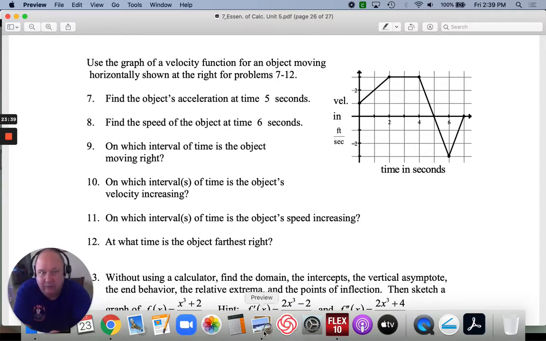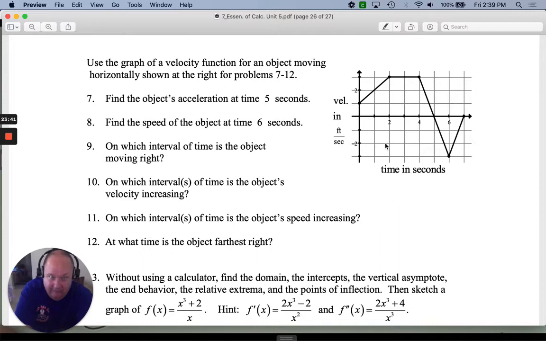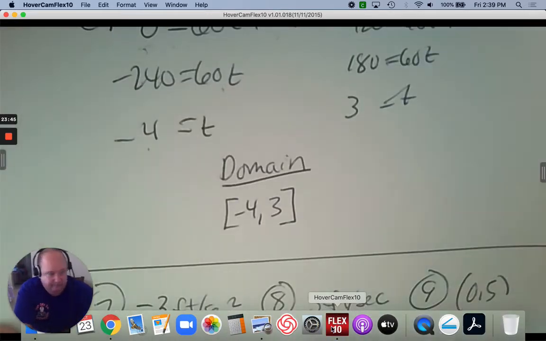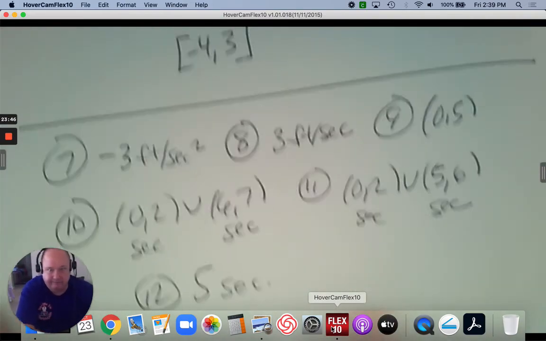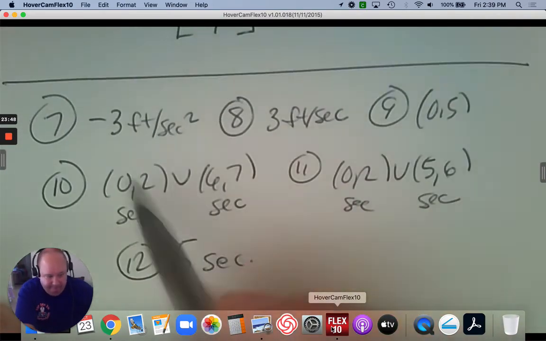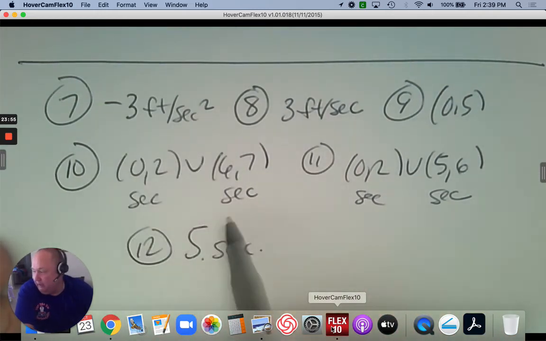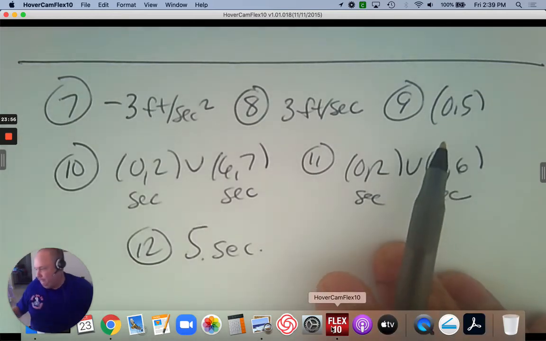So I like this ability to look off a graph and interpret it. It's a really important skill. So those are my answers, looking off the graph from 7 to 12. All right, number 13.